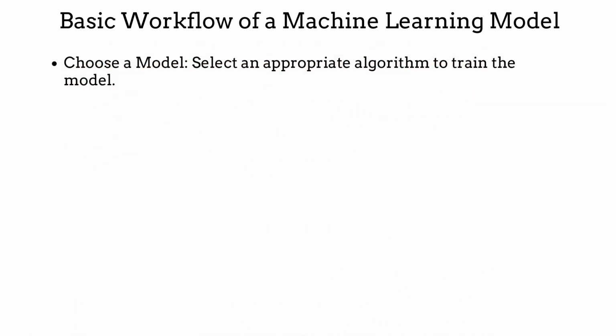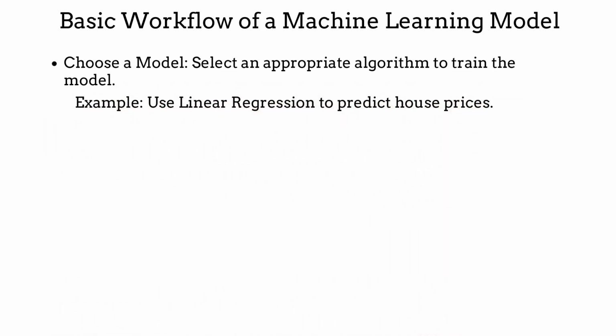3. Choose a model. Next, you need to pick the right algorithm or model to solve your problem. Different models are better suited for different types of tasks, so choosing the right one is key. If you're trying to predict house prices, you might use linear regression, which is great for predicting continuous values like prices.